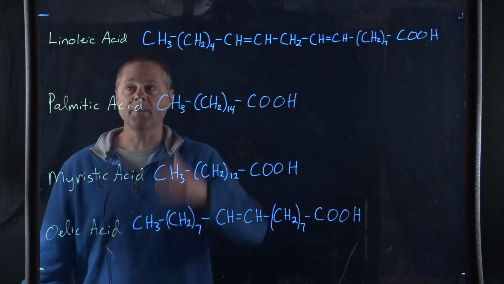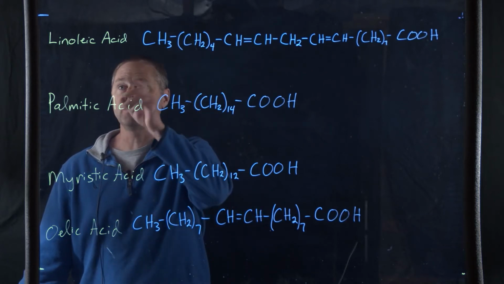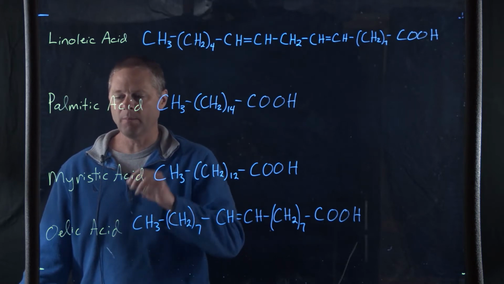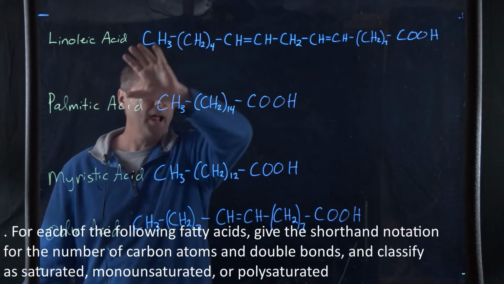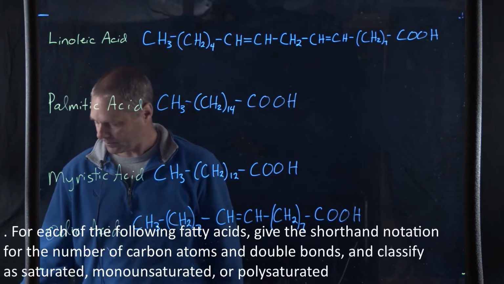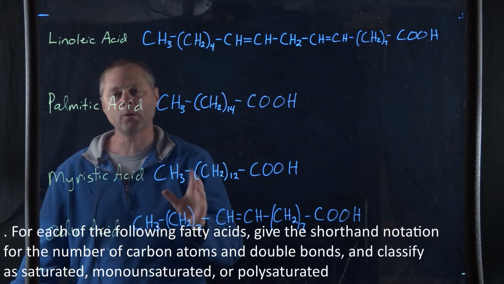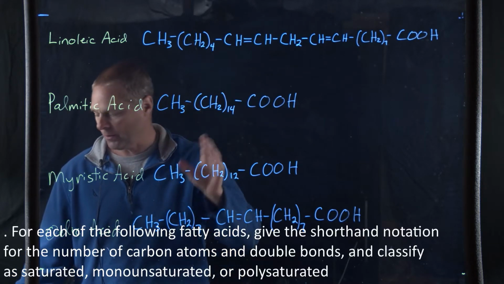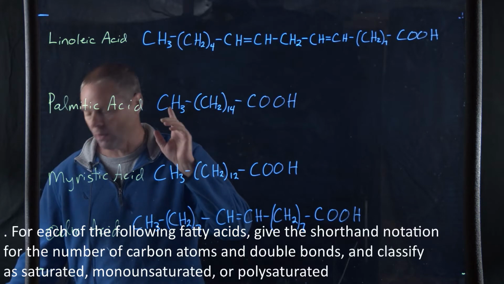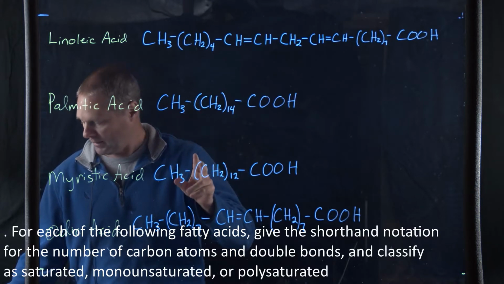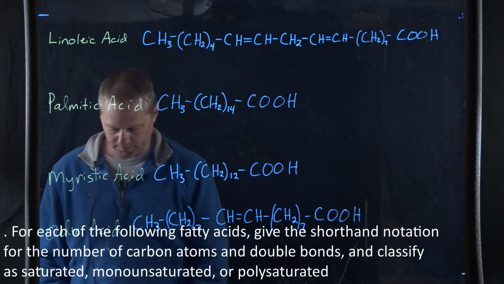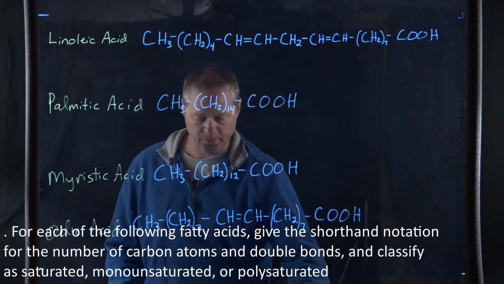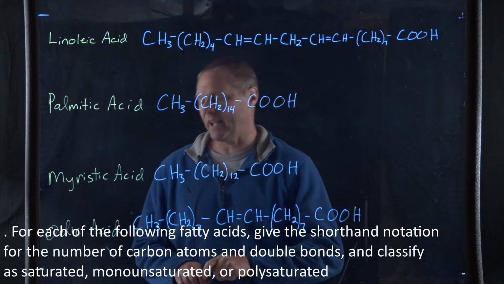In this problem, we have 4 fatty acids: linoleic acid, palmitic acid, myristic acid, and oleic acid. I have the names written in yellow and the formulas written in blue. What we want to do is write the shorthand notation for the following to indicate the number of carbon atoms and the double bonds, and determine whether they are saturated, monounsaturated, or polyunsaturated. So let's start with the very first one, linoleic acid.